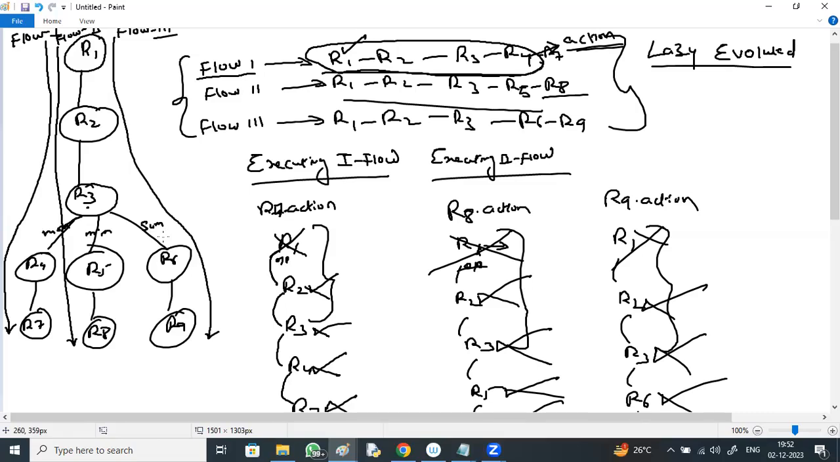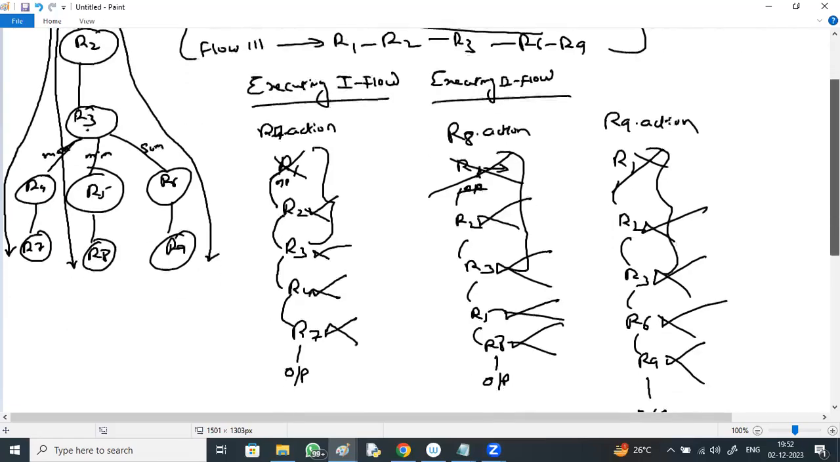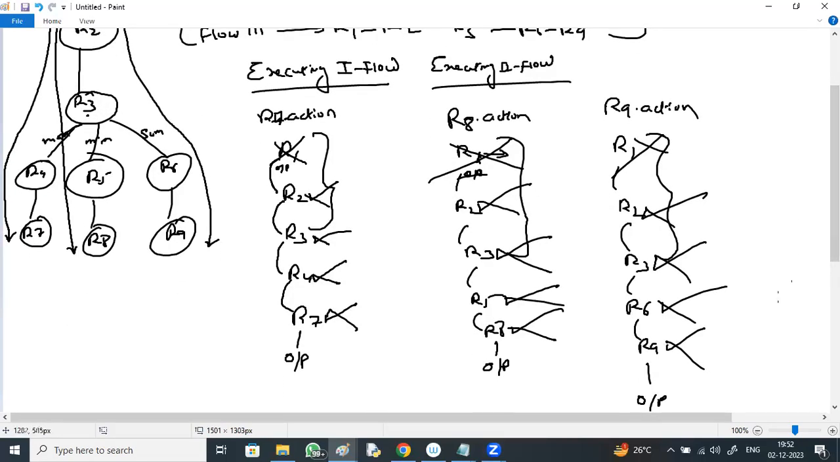So here, if you observe in all these flows, the flow is re-executing from the beginning. To avoid this, we need to identify the RDD whose output is used by multiple flows, which here is R3, and persist it.